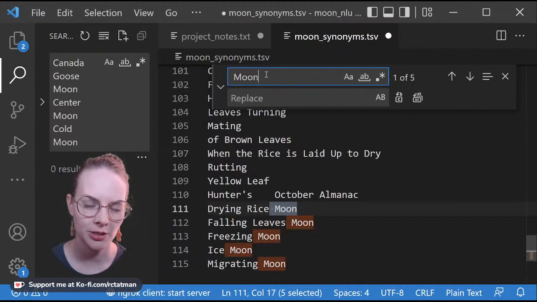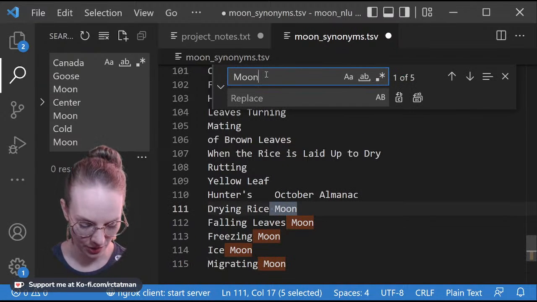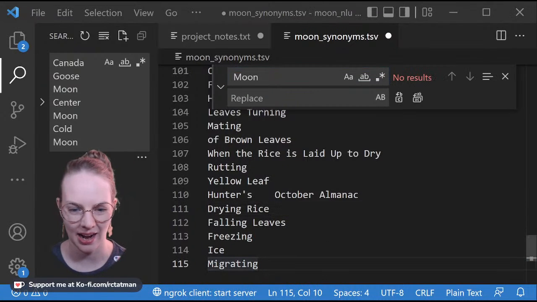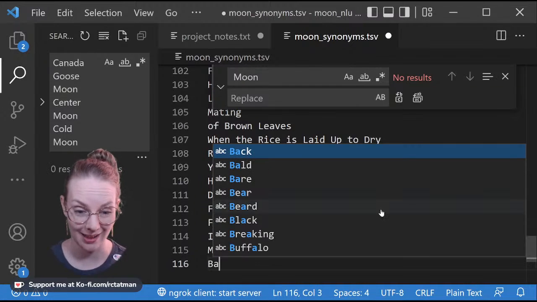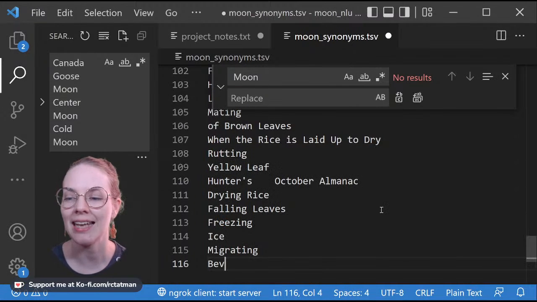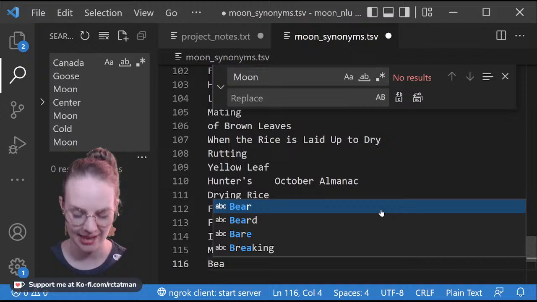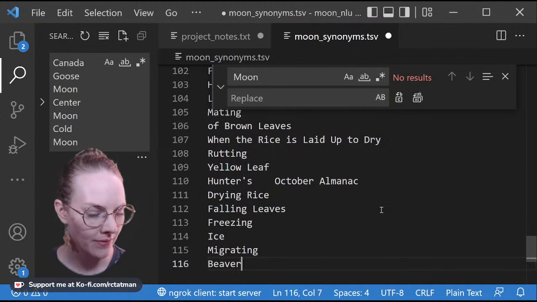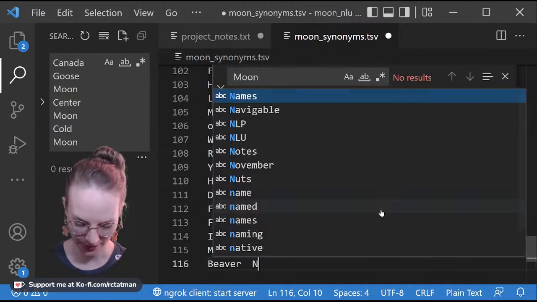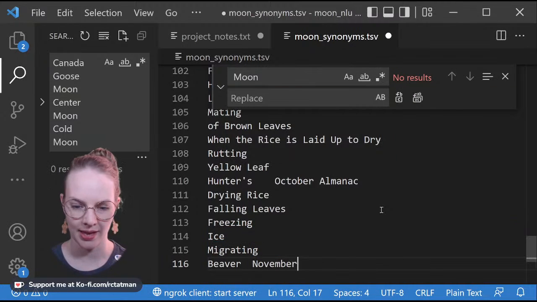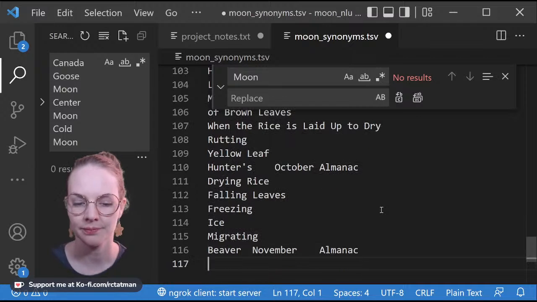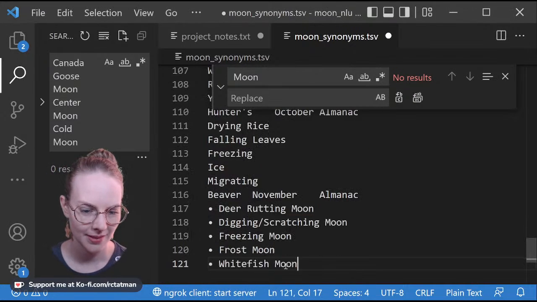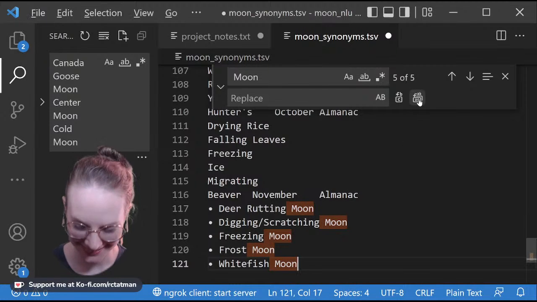And I could do it all at once, but I'd have to remember where the boundaries go, and sometimes that is the type of thing that I find quite challenging. B-E-A-V-E-R. Beaver. November, and then that was from the almanac.